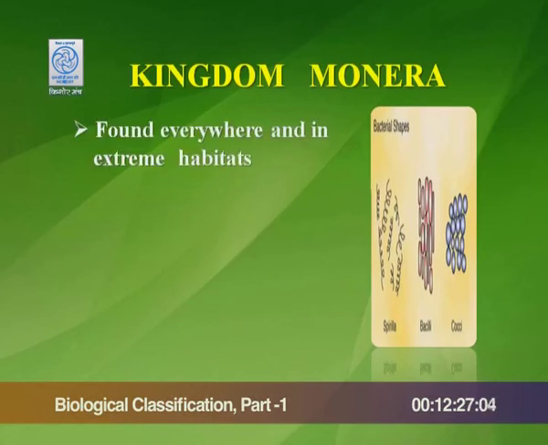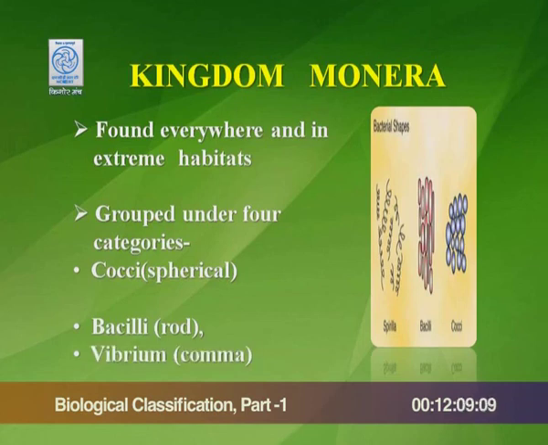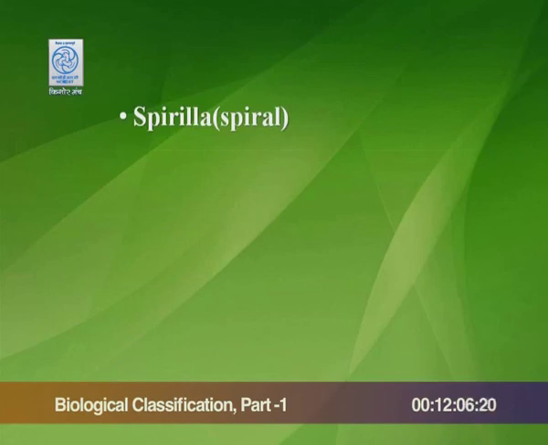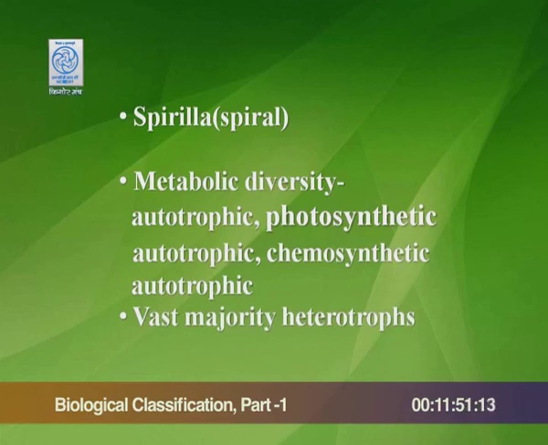Kingdom Monera. It is found everywhere and in extreme habitats. It is grouped under 4 categories based on their shapes: Cocci, which are the spherical ones; Bacilli, the rod-shaped ones; Vibrio, the comma-shaped; Spirilla, the spiral-shaped. They have metabolic diversity. They may be autotrophic, photosynthetic autotrophic, as well as chemosynthetic autotrophic. A vast majority are heterotrophs.